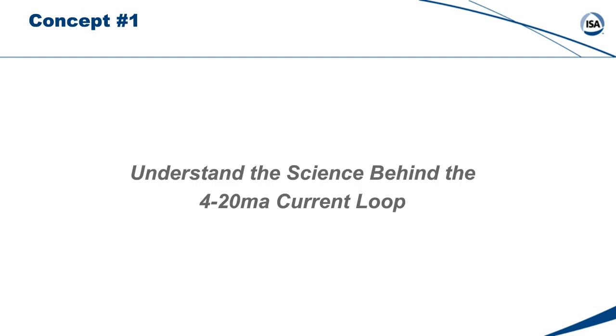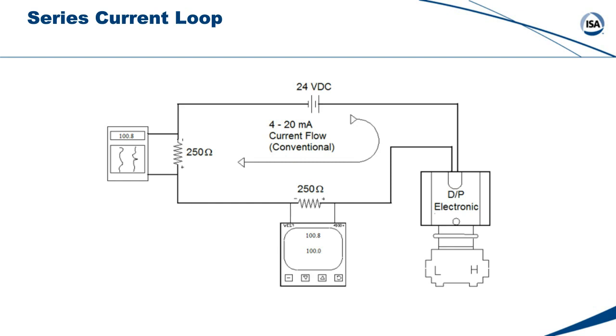So let's get started with the first concept that all automation engineers should master: understanding the science behind the 4 to 20 milliamp current loop. Electrical engineers will probably not be overly impressed nor overwhelmed by the complexity of this circuit, but it does form the basis for all analog inputs and outputs to the process control system, and it does have some unique properties which make it ideal for use in control systems.